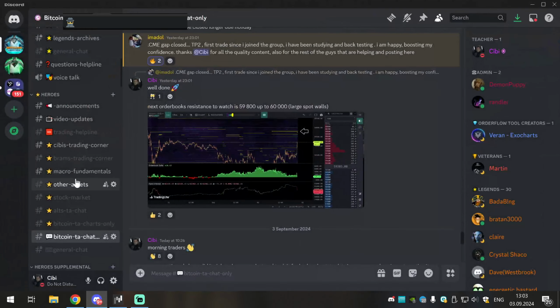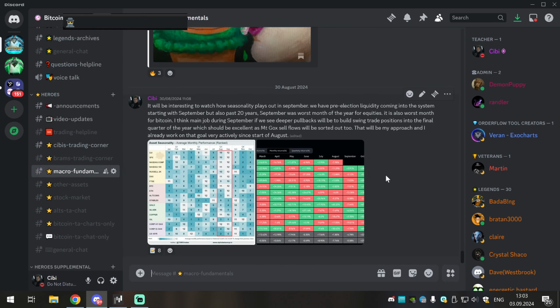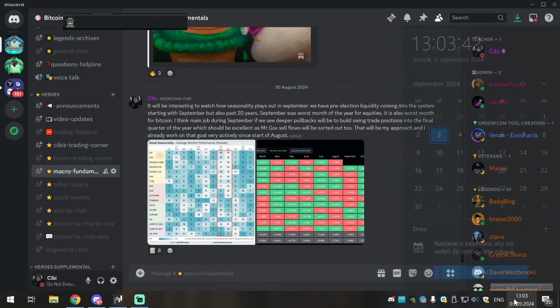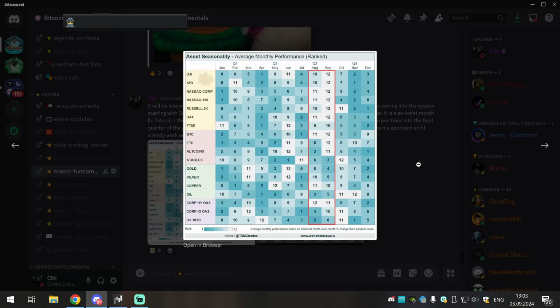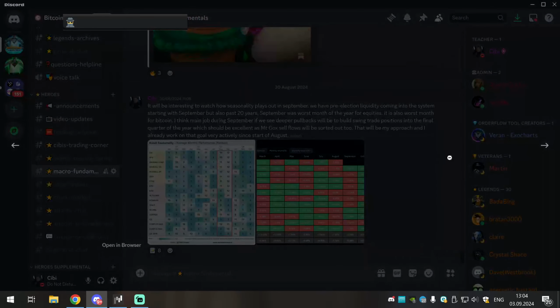I want to show you a bit of seasonality. So we go into our section for the macro fundamentals here. September is the most difficult month for equities and crypto. You can see the ranking here. For Bitcoin, the higher the number, the worse the performance out of the year. So September for Bitcoin is very ugly. Usually it is the worst month of the year, and same for equities.